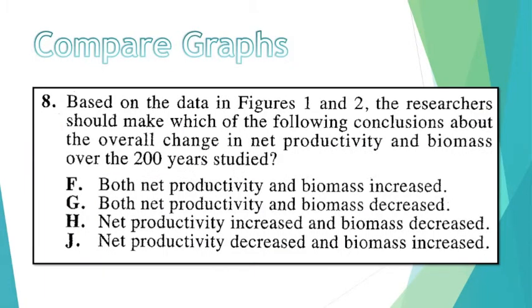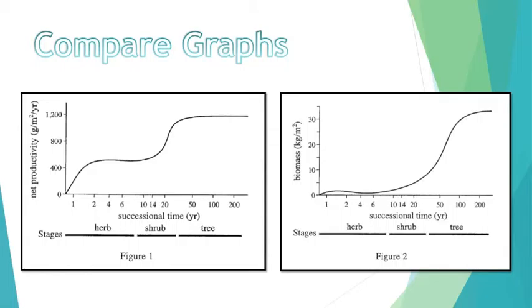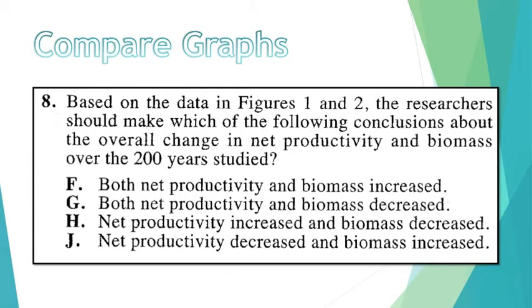Question 8 is a good example of this concept. The restatement is, what was the net productivity of the land at the end of year 50? The question specifically says to go to Figure 1 and 2. The keywords are biomass, net productivity, and years. You can see that the common denominator is the time in years. You can also see that the biomass and net productivity are the y-axis on the two graphs. Now you just need to see what happens in both graphs at year 200. Both increased, so F is the correct answer.